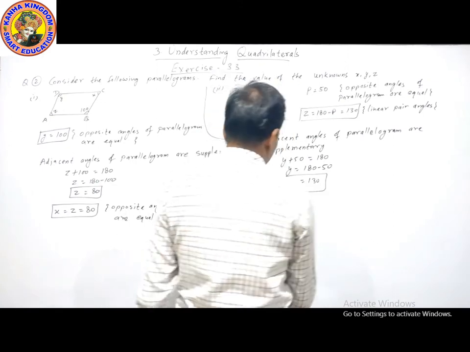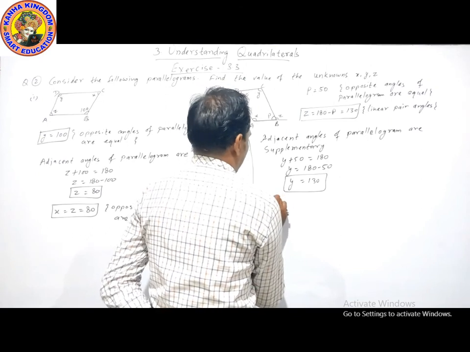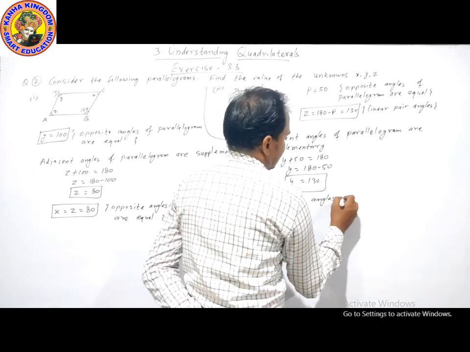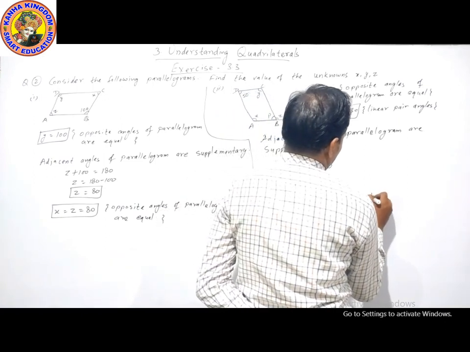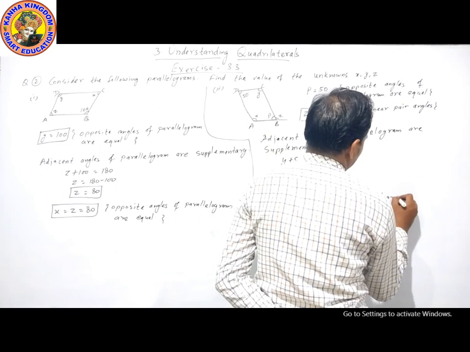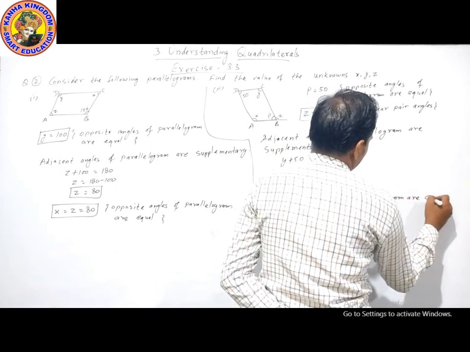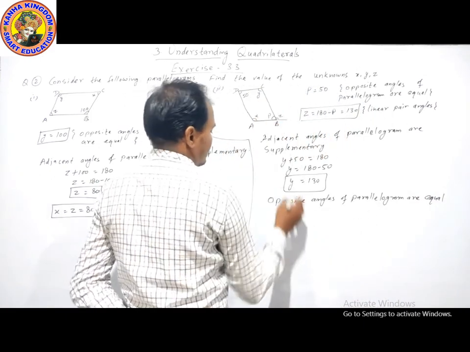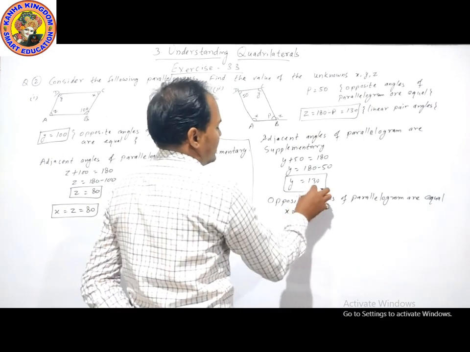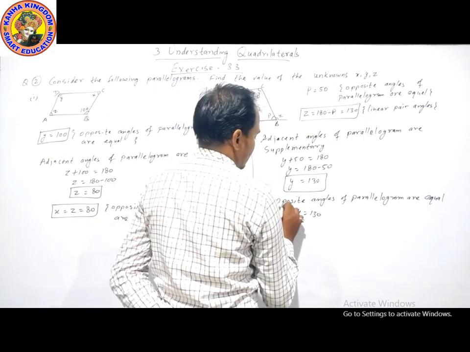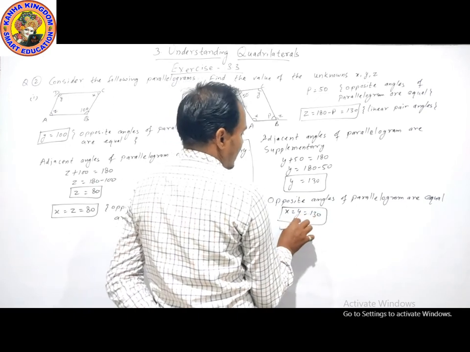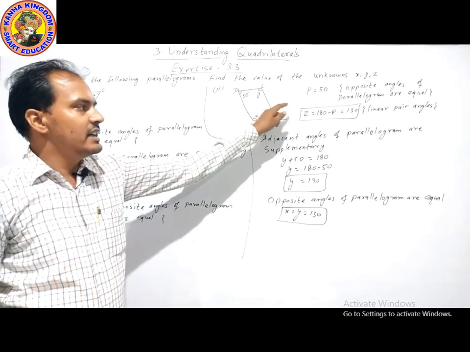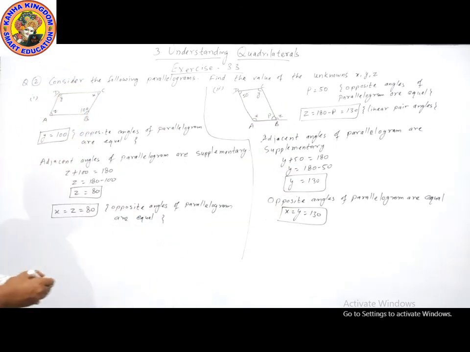Now opposite angles of a parallelogram are equal. So x and y are equal, y is 130. So x, y and z, there are three angles x, y and z, each of them is 130 degrees.